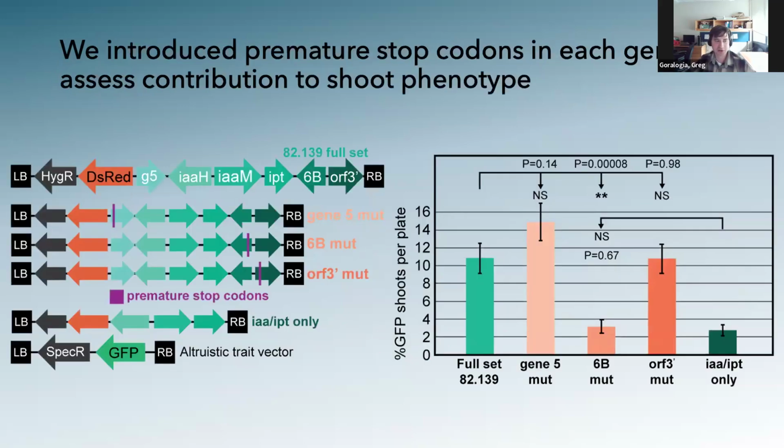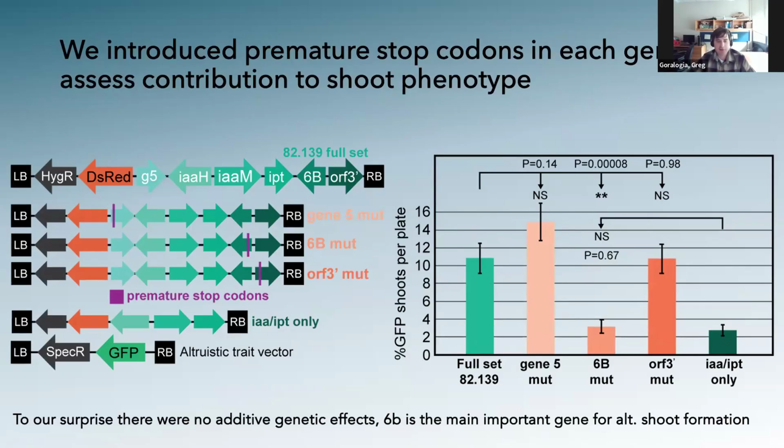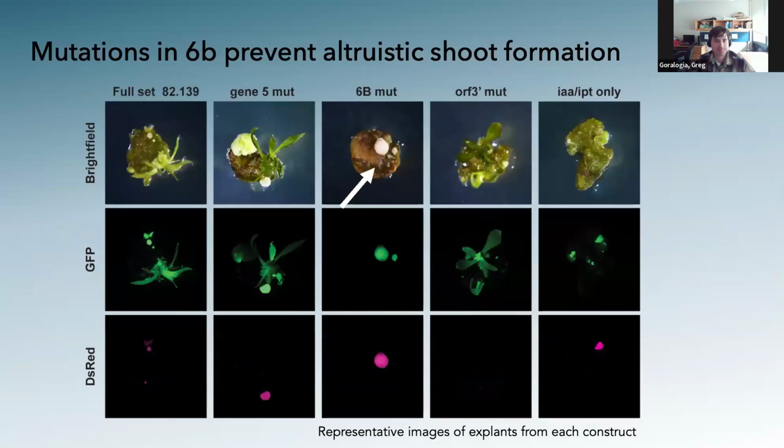So that made us think, yeah, it must be these other 3 that we know almost nothing about. So to test this, we generated stop codons that are present in each locus. Those are those purple bars that you can see off to the left and right. But we kept the gene orientation the same. That actually ended up being kind of important. And we expected that there might be some additive genetic effects where multiple genes are at play, but really just the 6B gene that's to the right of the IPT gene totally removed the ability to form these altruistic shoot production. So the 6B gene is the most critical one.